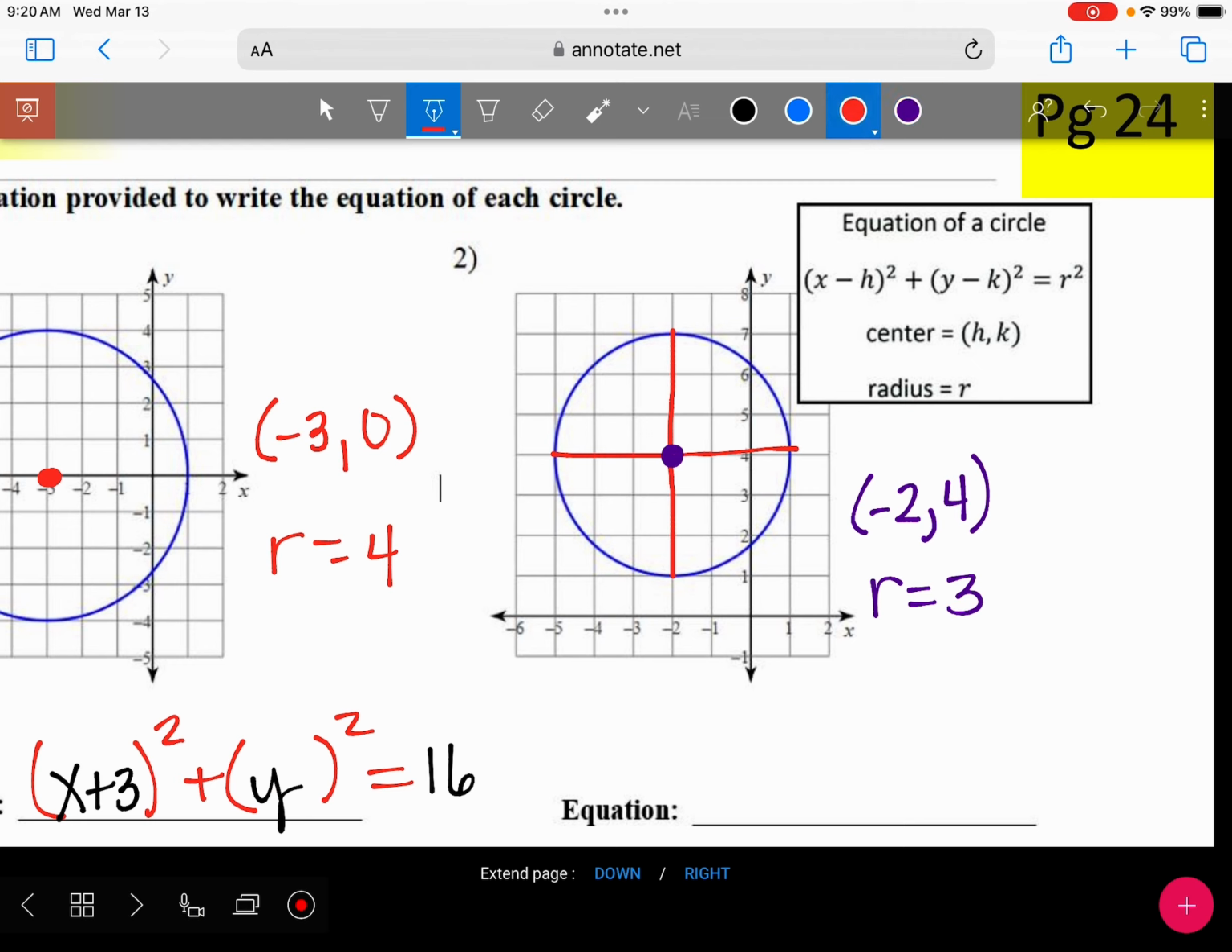So again, you just make your 2 parentheses and square it. But in the parentheses, you put the opposite. So I'm not going to put a -2. I'm going to put an x plus 2. And I'm not going to put a positive 4. I'm going to put a y minus 4. And that equals 9. All right, go ahead and try to do the next 2 on your own.